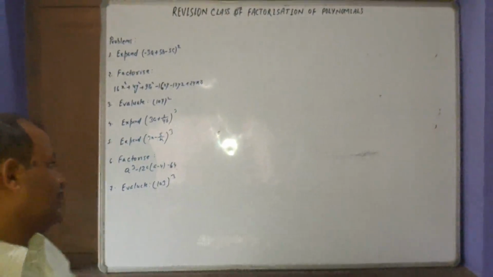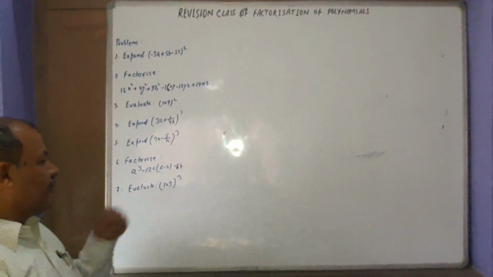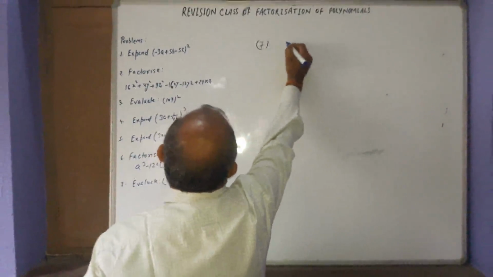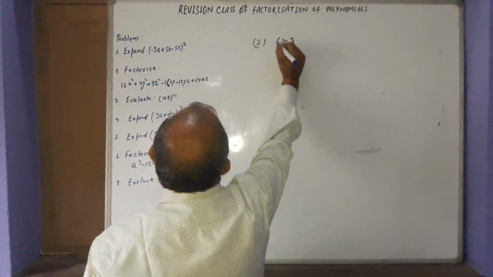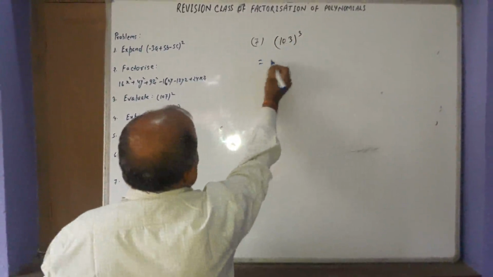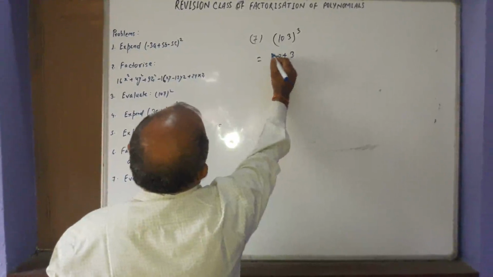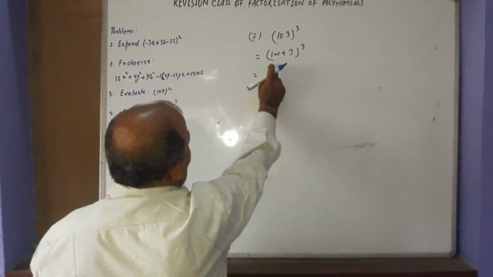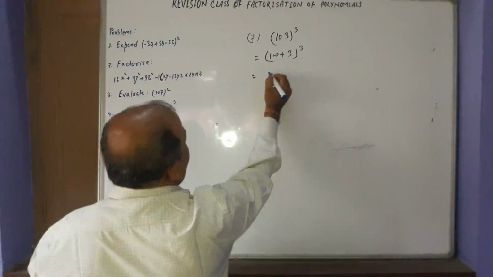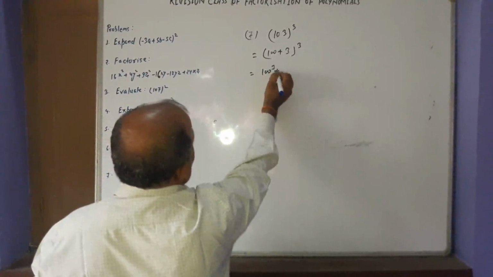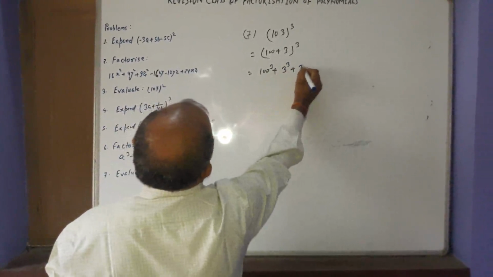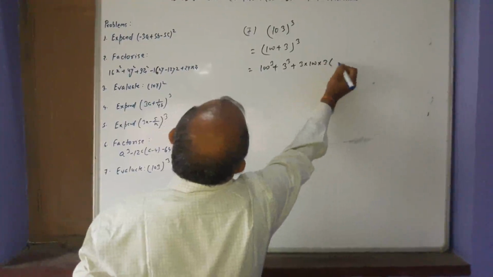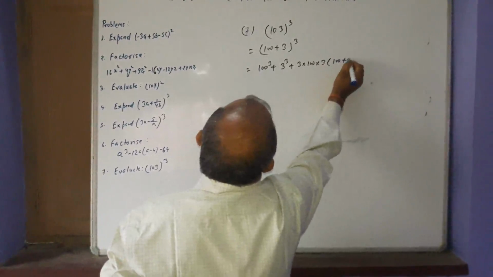Now we come to the last problem, that is to evaluate 103 cube. See here, the seventh problem is 103 cube. We may write 100 plus 3, that is 103 cube. It is of the form (a plus b) cube. Therefore, we will write a cube plus b cube plus 3ab into (a plus b).